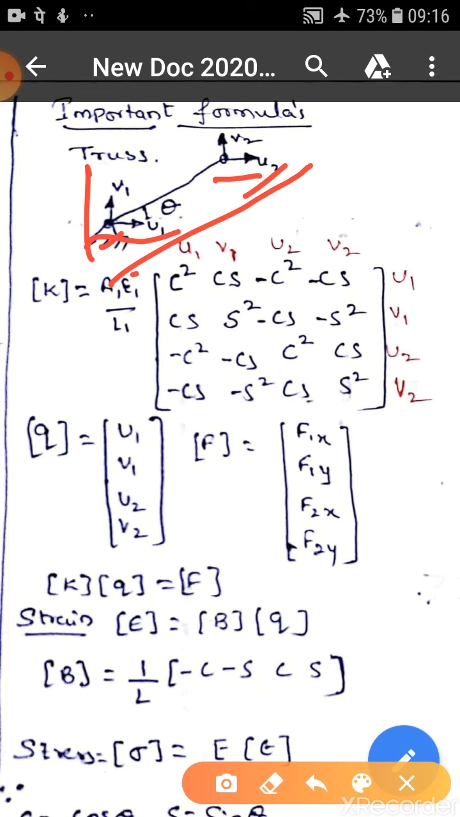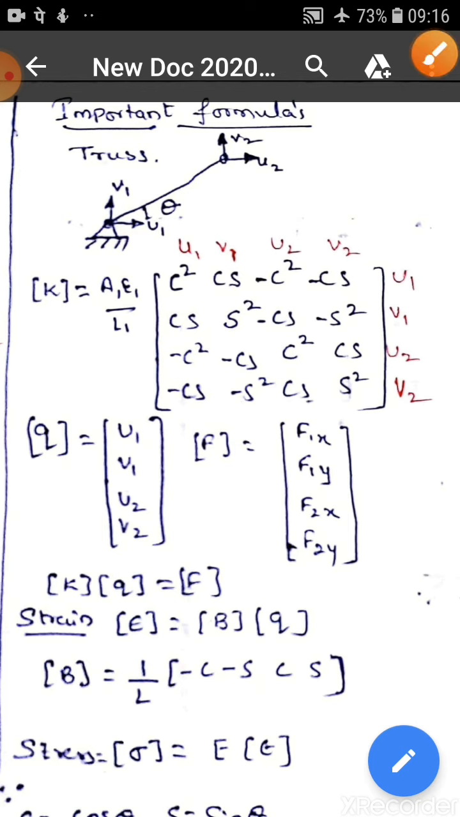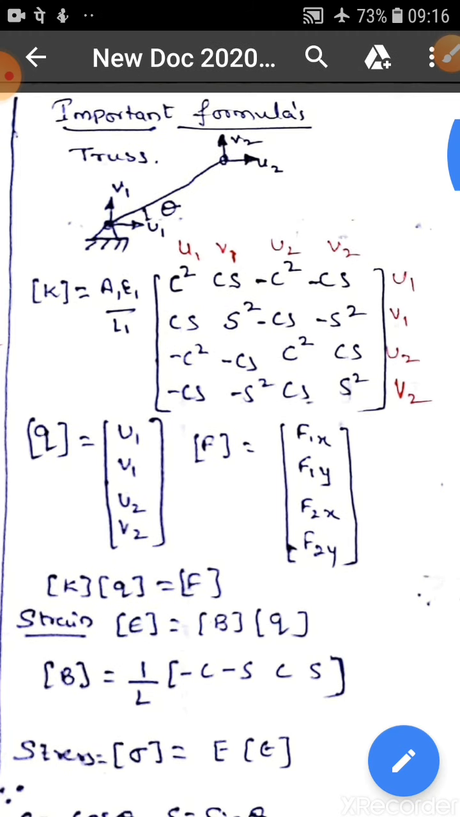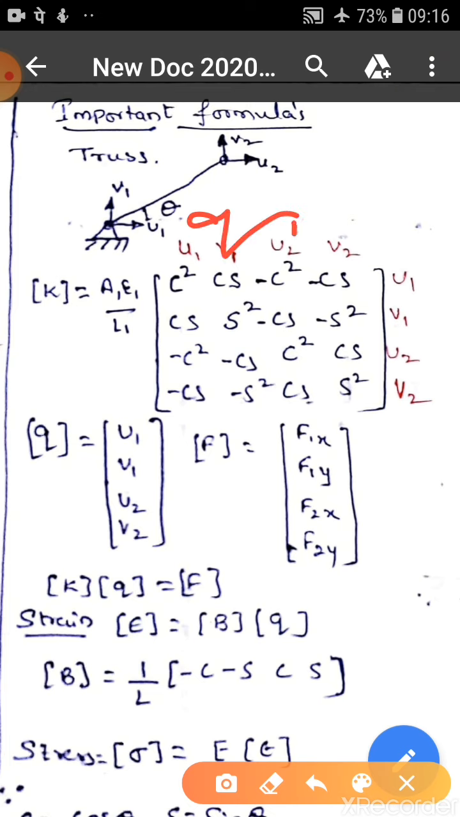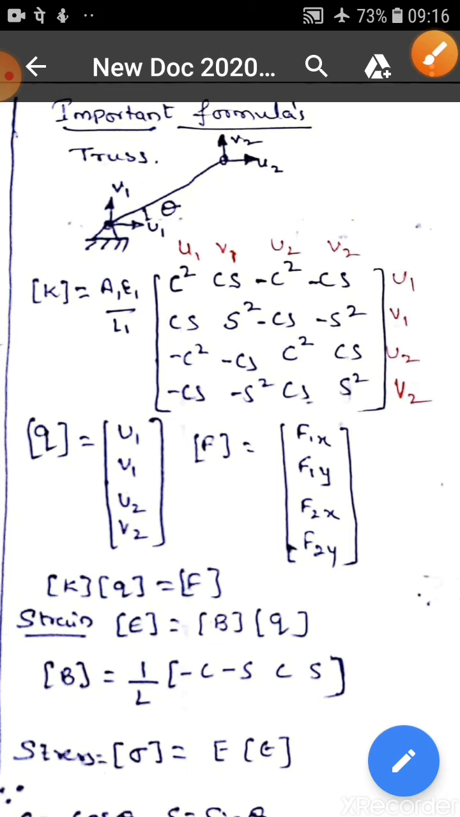Some books use notations like q1, q2, q3, q4. Q1 is nothing but u1, the displacement of node 1 in the x direction, and q2 is the displacement of node 1 in the y direction. Each book has its own notation. I'll follow the notation u1, v1, u2, v2.